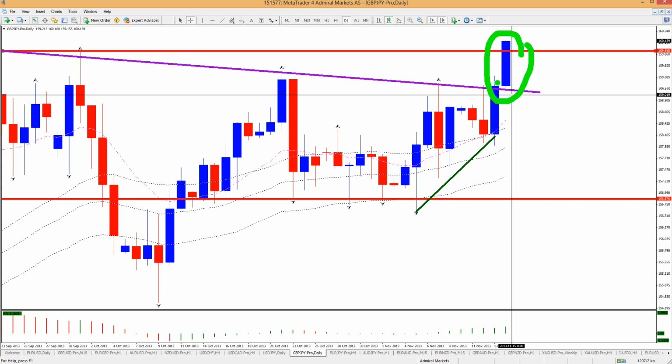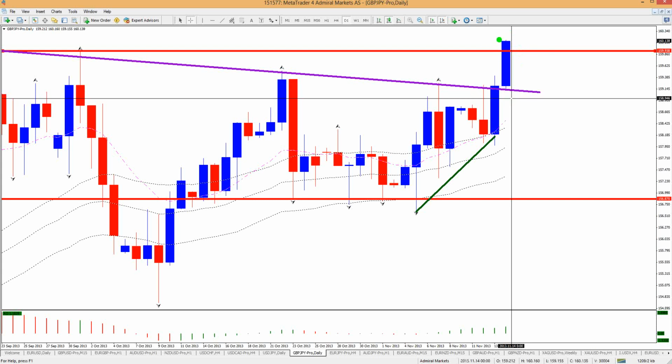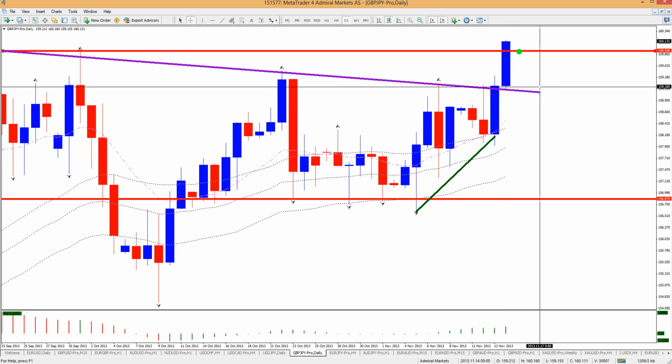It depends how this daily candle closes. If there's a massive wick at the end of the day, then the analysis wouldn't be valid, of course. But if it closes bullish like this, with a close near the high, then a potential trade could be a buy on the dip, on a retracement of this daily candle.